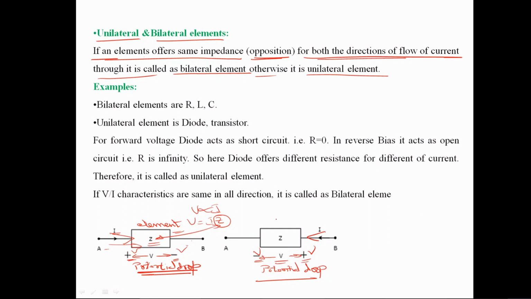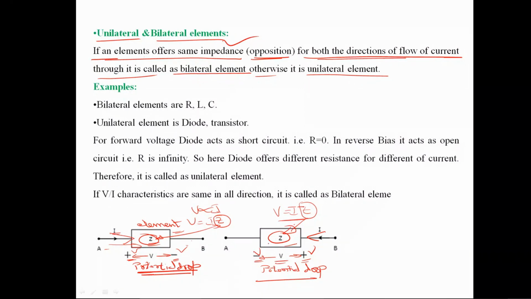So with the same element, your voltage is equal to I into Z in this case also, and this is the impedance Z. So it offers the same impedance. As per the definition of a bilateral element, if an element offers the same impedance for both directions of current, then when the current is reversed, it is also offering the same impedance. When the current flows from A to B, it offers Z, and when the current flows from B to A, it also offers the same Z.